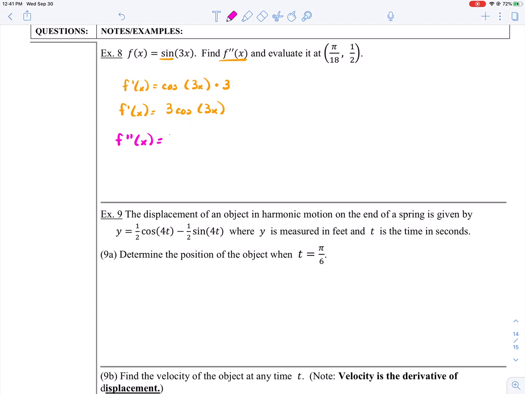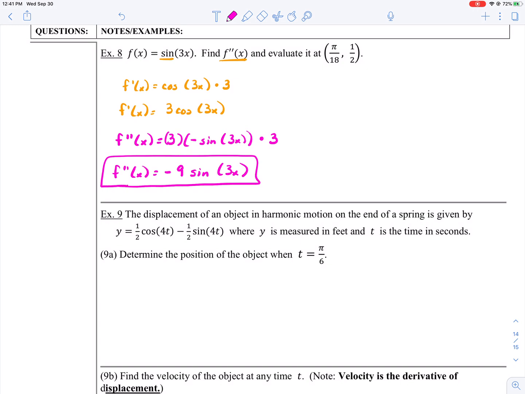So I've got the 3. The derivative of cosine is negative sine. Keep the inside times the derivative of the inside. So the cleanup process here, I have a negative and then a 3 times a 3. So I have negative 9 sine of 3x. That is my second derivative. We did the chain rule twice. We didn't necessarily do chainception, but we did the chain rule twice to get that second derivative.